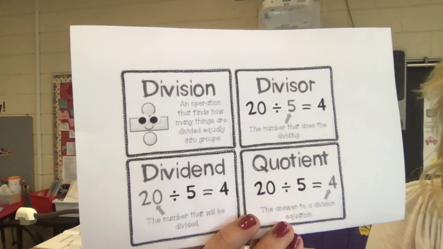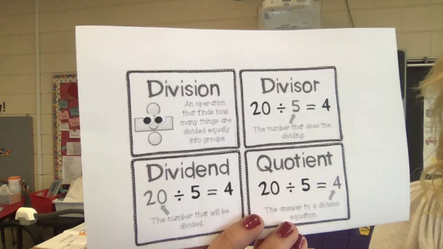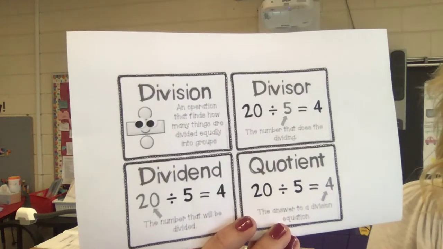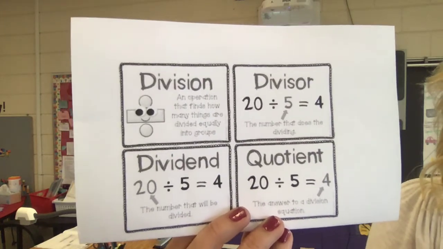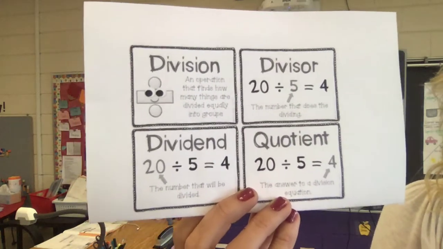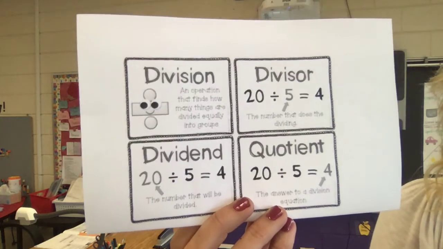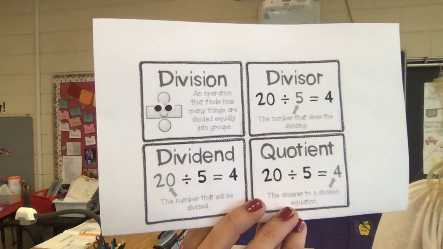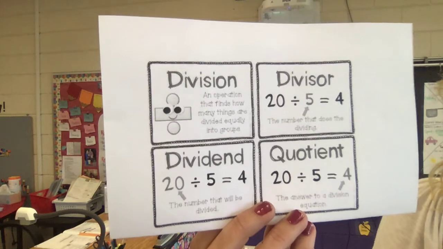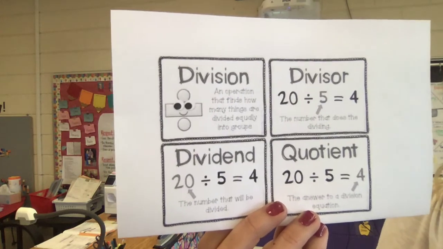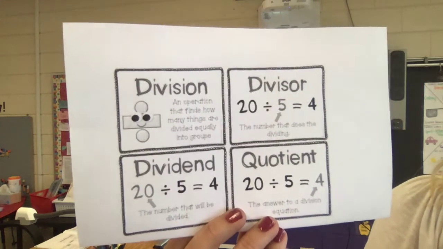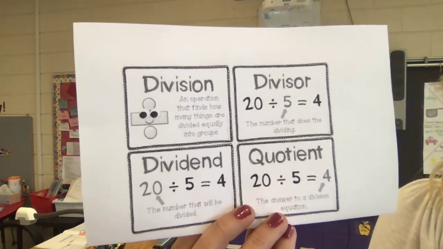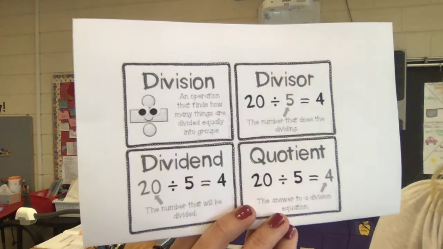The divisor is the number that does the dividing. The divisor is what you're dividing by. Your dividend is the number that's being divided. What is being divided? That's the dividend. Those are words we're going to use and see a lot. So this paper can be put in your math journal so you can refer to it in case you forget the difference in some of these terms.